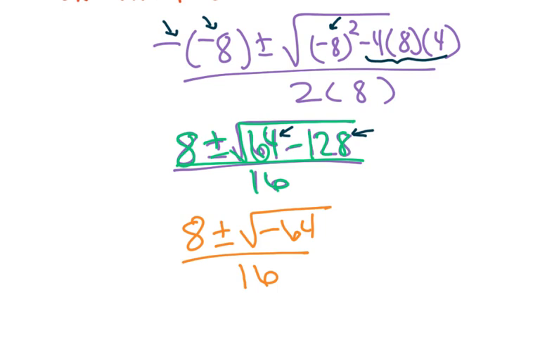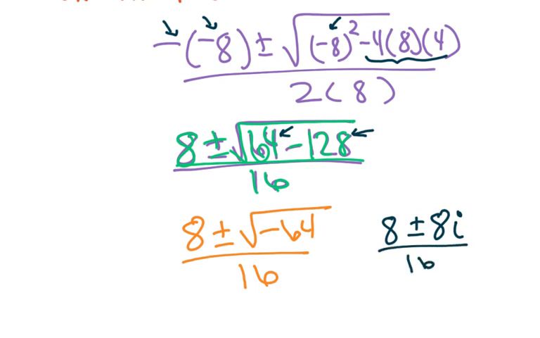So that's what happened back in number 7 as well. You were having 25 take away 64. This one's 64 take away 128. So that is when that happens, when you have this negative. And so I've got 8 plus or minus the square root of negative 64. Now the square root of negative 64, the square root of 64 is 8, and the negative is going to come out as i. So you're going to write it like that.